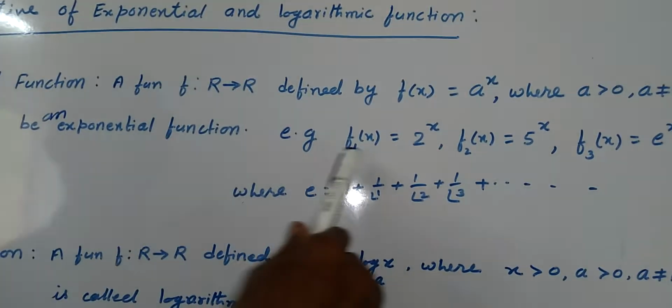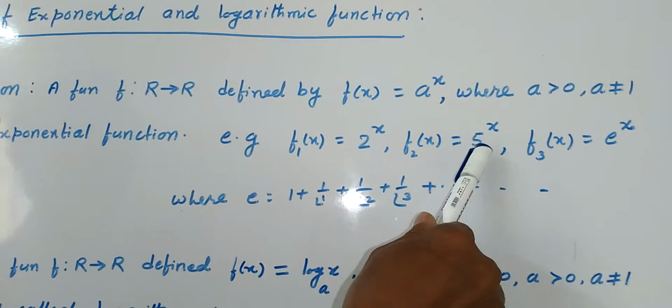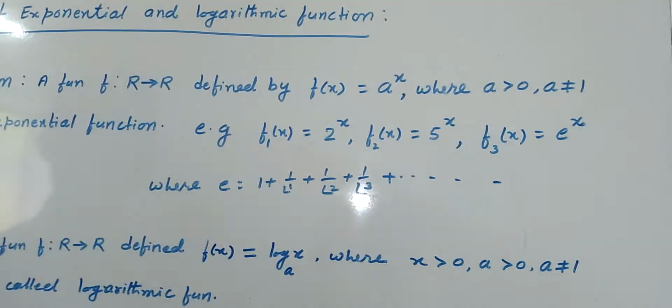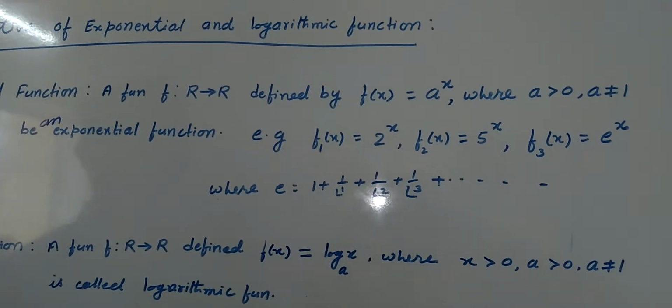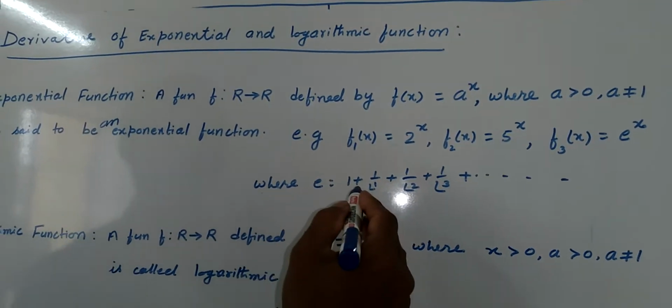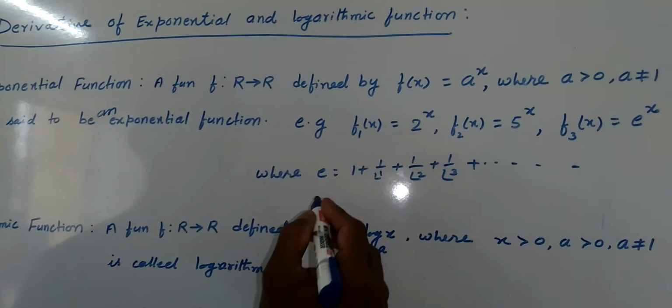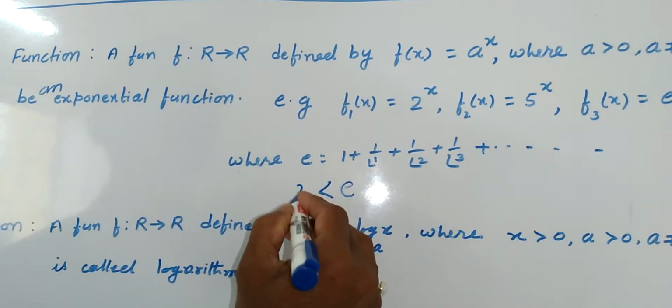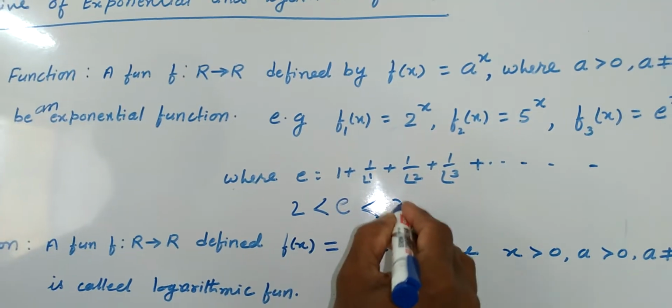For example, 2 to the power x, 5 to the power x, and e to the power x are exponential functions, where the value of e is given like this. So we can say the value of e lies between 2 and 3.